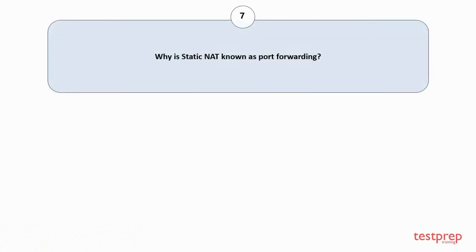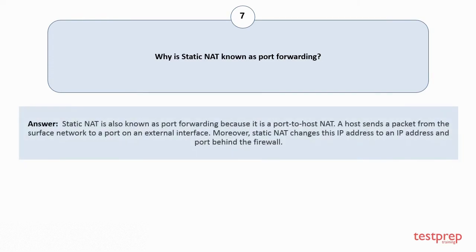Question number 7, why is static NAT known as port forwarding? Your answer is: static NAT is also known as port forwarding because it is a port-to-host NAT. A host sends a packet from the external network to a port on an external interface. Moreover, static NAT changes this IP address to an IP address and port behind the firewall.